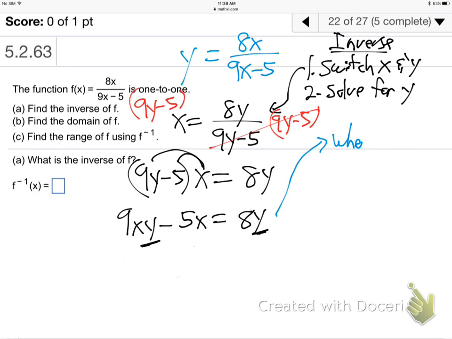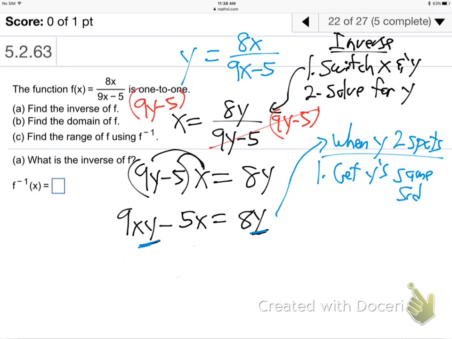So when y is in 2 spots, that's what we have here, right? Y is in 2 spots, these 2 spots, what do we do? Number 1, get the y's on the same side. And step 2, factor out. It's kind of weird, you don't expect to factor. Factor out y and divide. That's the game plan. This will happen a lot in calculus, as I was saying.